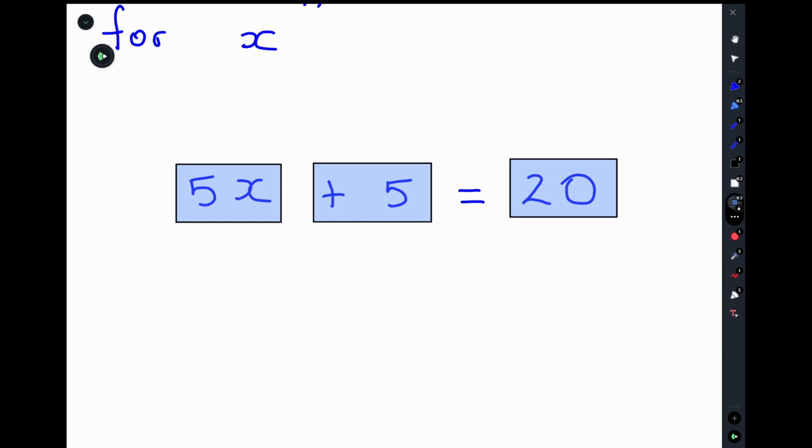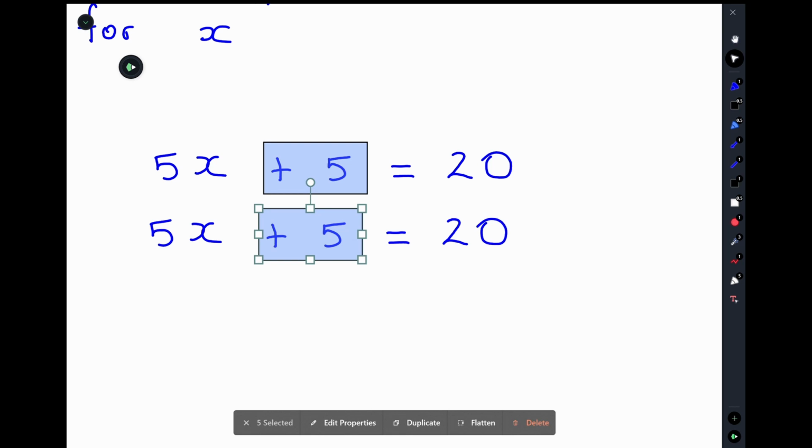So the second step, any term that does not contain x must be moved to the other side of the equation. Positive 20 on the right is already on the other side. We don't need to do anything there. However, plus 5 does not contain the term x, and it needs to be moved to the other side of the equation. So we want to move positive 5 to the other side of the equation because it does not contain x.